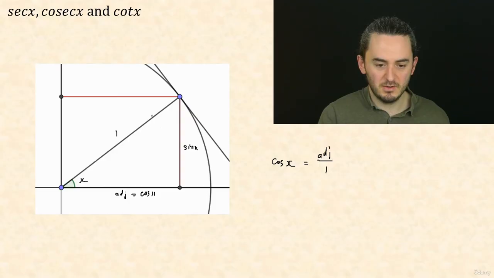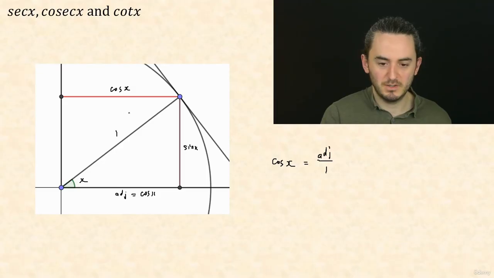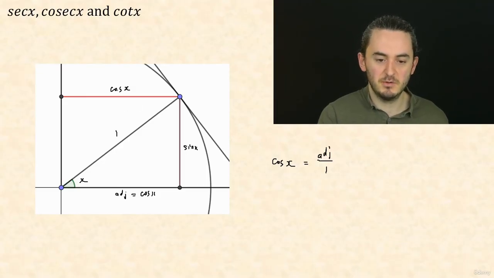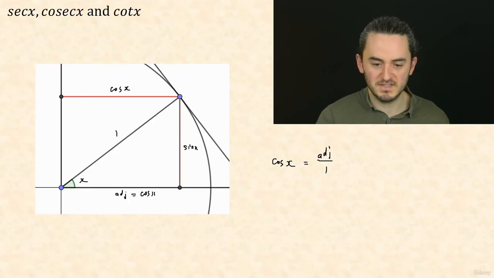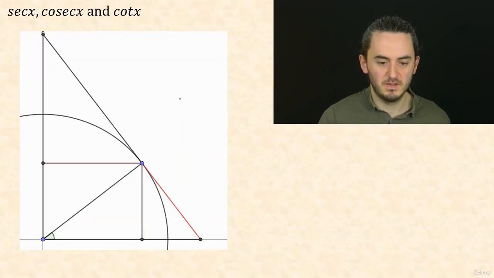All right, so the length of this is cos x. Now, the full name for this, I don't normally say it, is cosine, right? This is the sine and this is the cosine. So notice that you've got sine of the angle here and cosine of the angle here. Okay, let's keep adding to our picture.